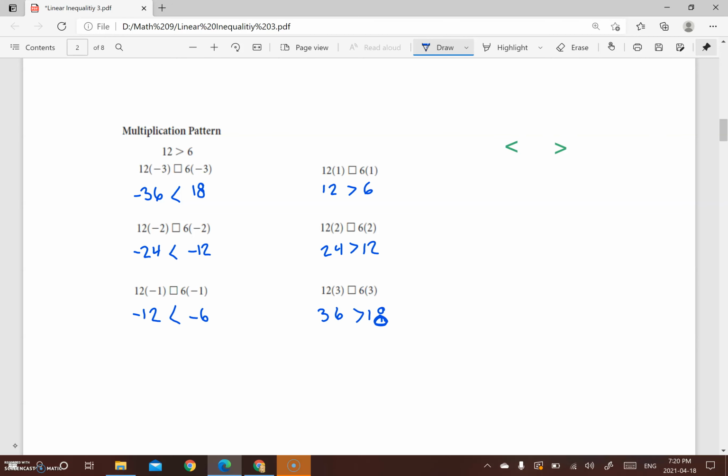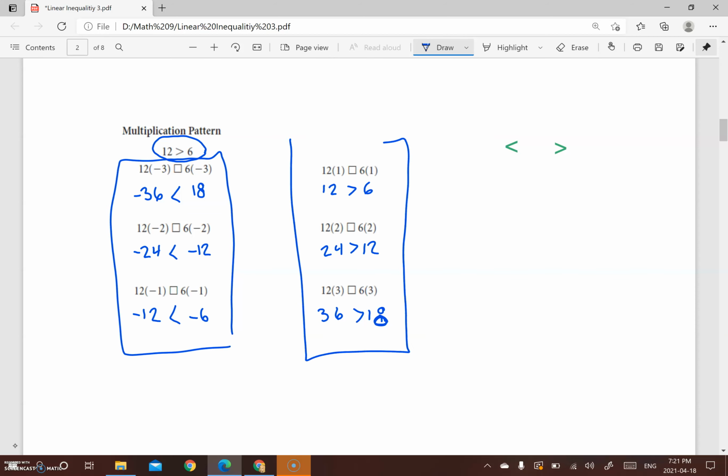What do you notice? So this was my original, 12 is greater than 6. And then look to see what happens when I multiplied by negative, which was this column here, and then when I multiplied by positive. If you noticed, my sign flipped when I multiplied by negative, but stayed the same when I multiplied by positive.